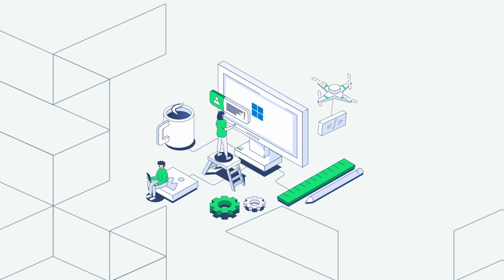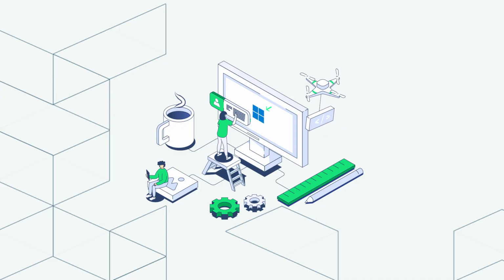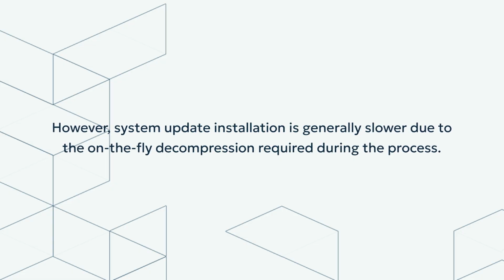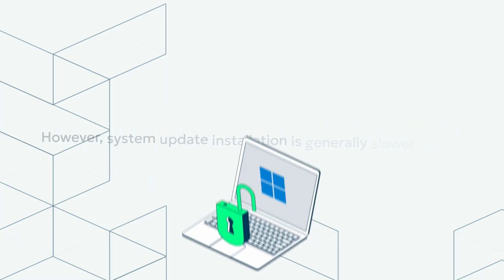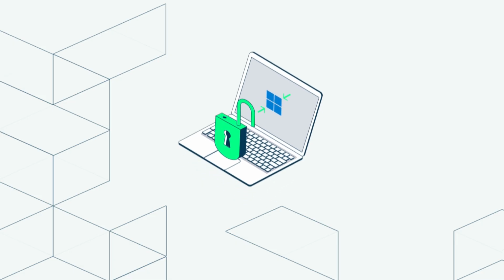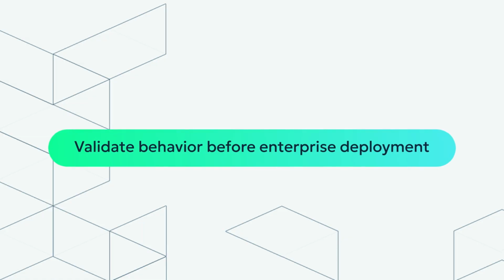For IT admins, Compact OS is compatible with sysprep and DISM for creating custom images, and the compression state is retained after sysprep. However, system update installation is generally slower due to the on-the-fly decompression required during the process. While Compact OS is compatible with BitLocker, compression may impact initial encryption speed. Always use test devices to validate behavior before enterprise deployment.